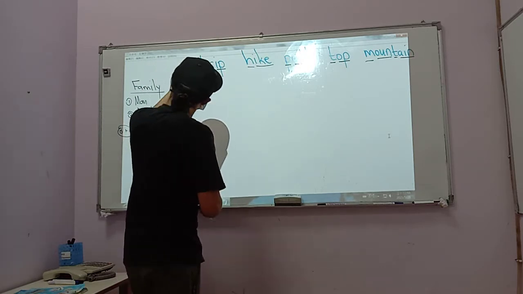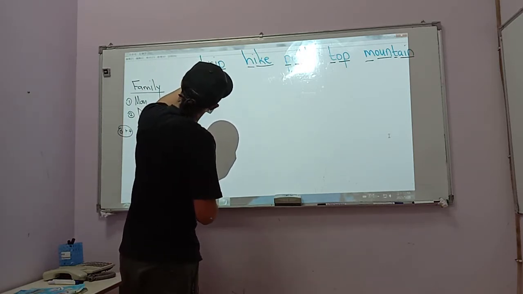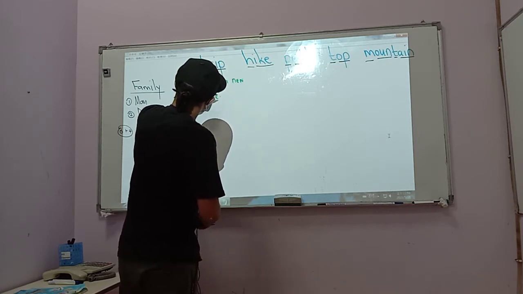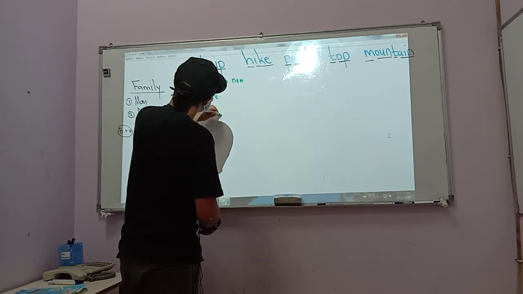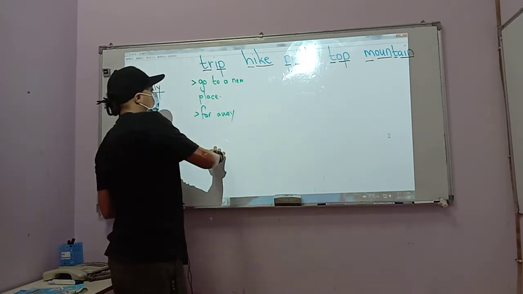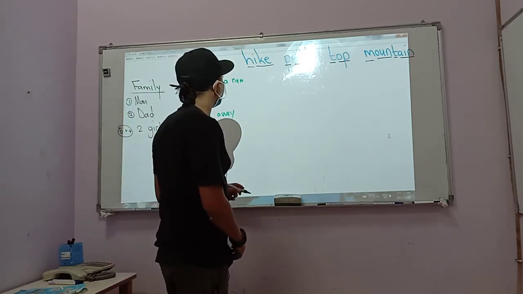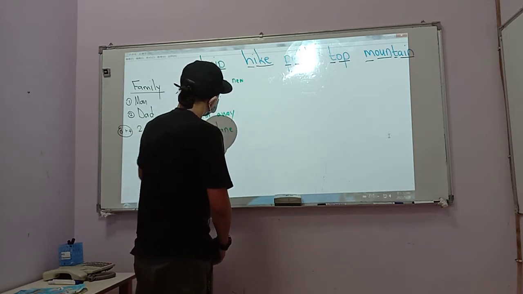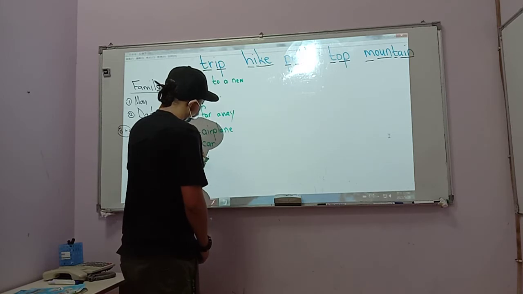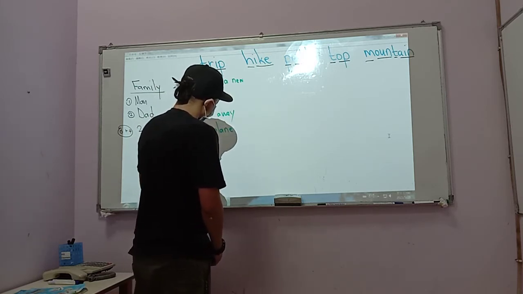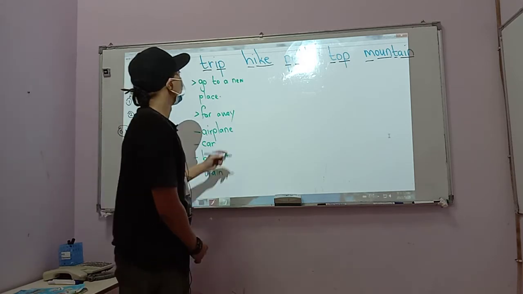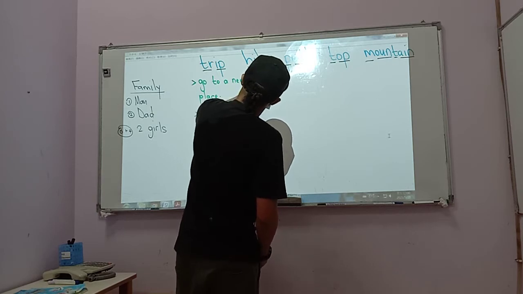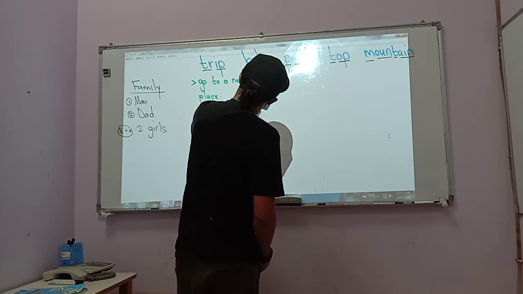So a trip, this is when you go to a new place and it is far away. The place is far away. It is a trip. We said that we can use the airplane. You can fly in an airplane. You can use a car. You can use the bus and also the train.